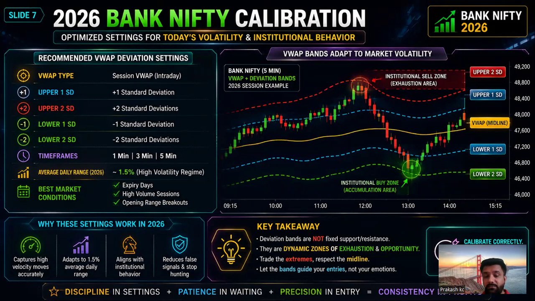Generally, for this VWAP deviation band, scalpers use only the 1 minute, but ideal for retail traders are 3 minutes and 5 minutes. The volatility is minimum in the case of 3 minutes and 5 minutes. In the case of 1 minute, it's more common and the volatility is very high. So don't use it for the 1 minute time frame. Use 3 minutes and 5 minutes for a normal trade.